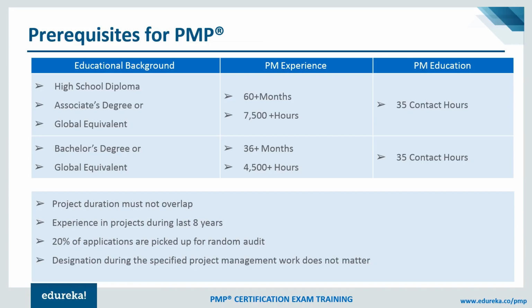Okay, and I told you already that 20% of the applications will be picked up randomly, purely on a random basis, for audit. So in case your application is picked up for audit, you need not worry about it. All you need to do is reach out to those people. They will have to download, or you can provide them a simple, very small form, where they just need to certify that the information you have mentioned in your application is correct, and you need to forward that to PMI.